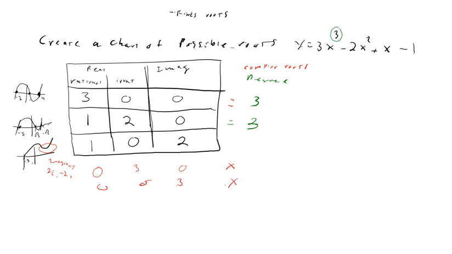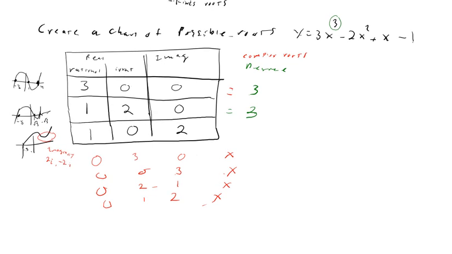What about 0, 2, and like, oh, I got 1 there. Oh, no, that's not allowed. What about 0, 1, 2? Nope, that's not allowed. Any other combinations I can do? I think that's it. 2, 1, 0. Nope, that's not allowed. 2, 0, 1. That's not allowed. I think these 3 are the only possible combinations I can have.